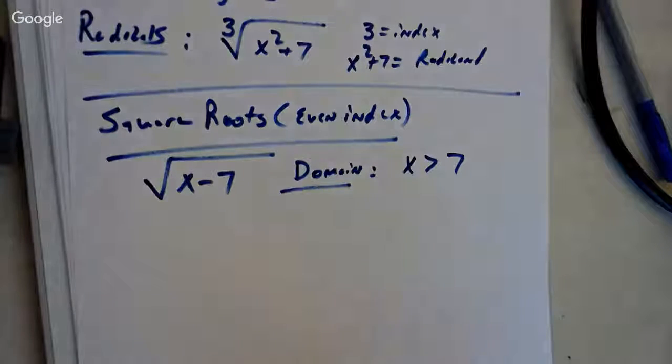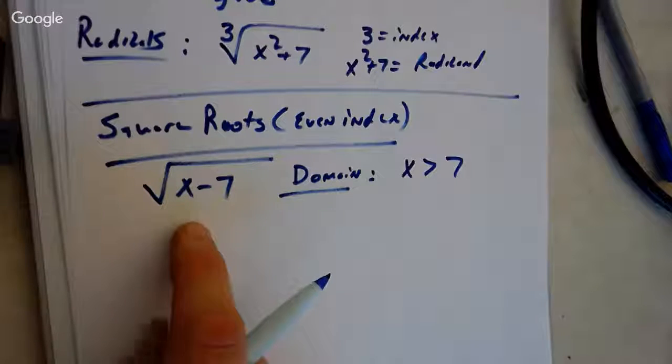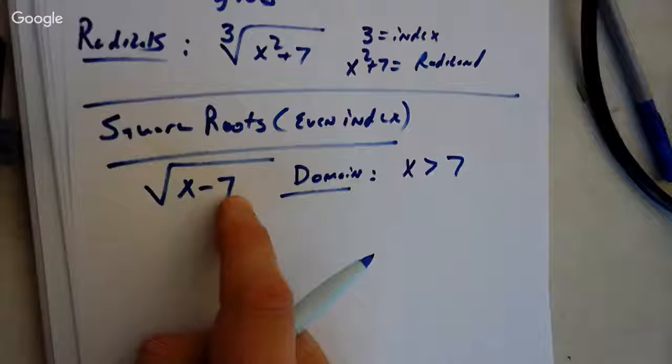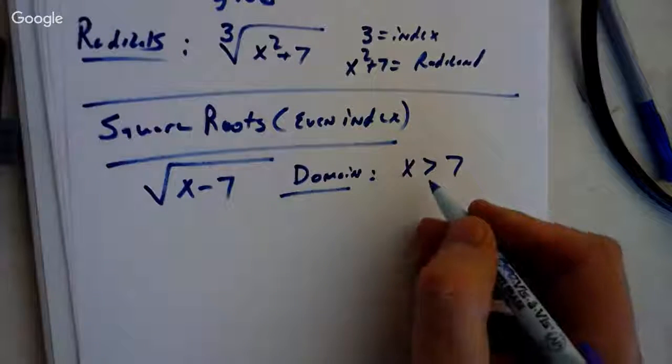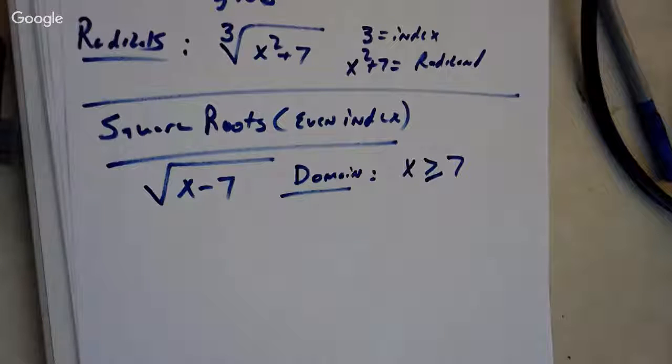Let me ask you a question. What if it's exactly 7? Is that okay or not okay? I guess okay. What's 7 minus 7 first? 0. What's the square root of 0? Is that an answer? Yes, so it has to be greater than or equal to, right? So any number greater than or equal to 7 is going to make the radicand positive, right? And that gives us a solution. Any positive radicand gives us a solution.